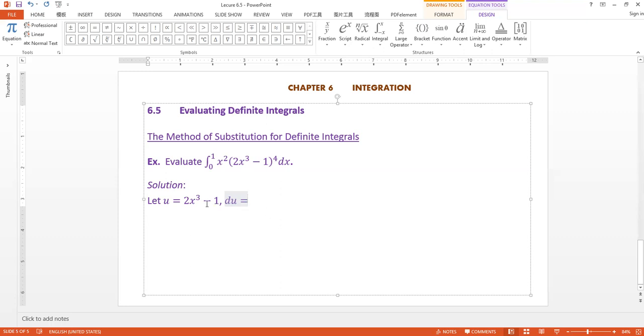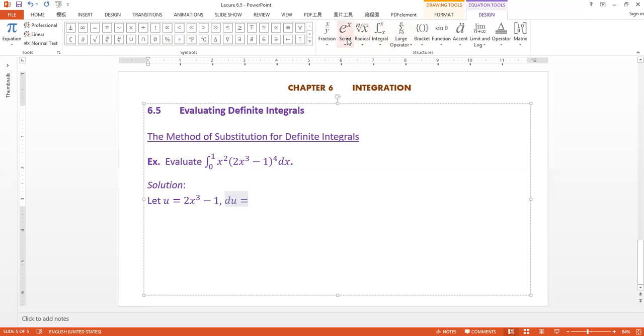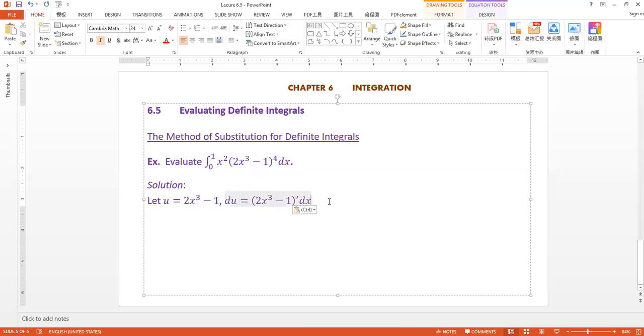So let's see what du is. Just like what we did before, the differential of a function is the derivative of the function times dx. It's not just the derivative; it's the derivative times the differential dx, or the increment in the x direction. We call it dx or delta x.